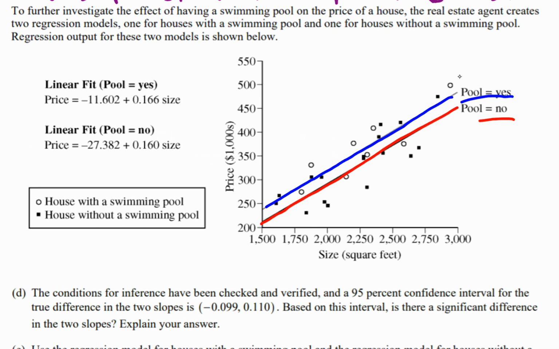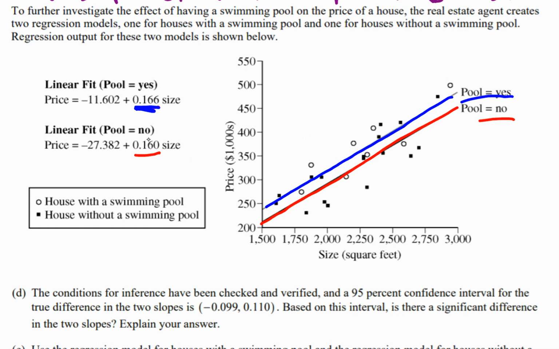If we look over at the actual equations, we'll notice the slope of the first line. Well, let's color code that. That would have been the blue line, so I'll put blue there. Is 0.166, and the slope of the red line is 0.160. Now those slopes are very close together. And keep in mind, these are regression lines. We haven't looked at the price of every home in this area. This is just a sample of homes.